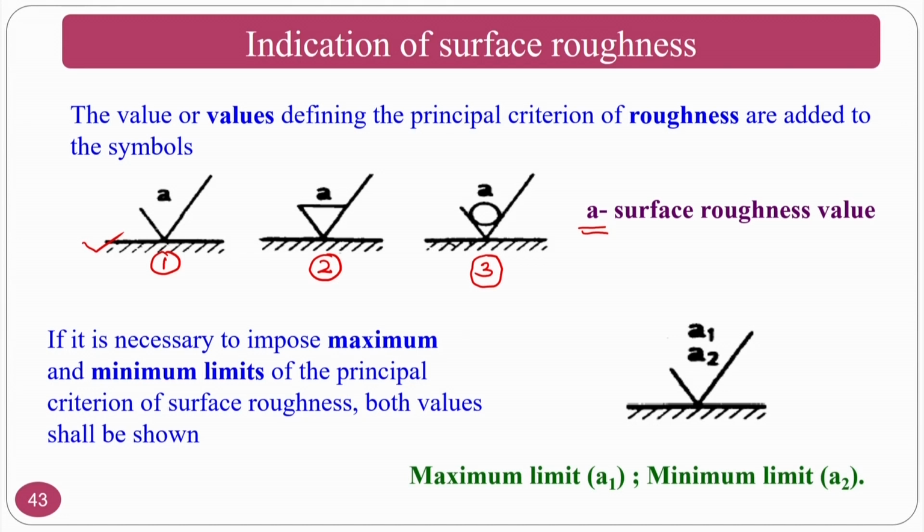Okay. If it is necessary to impose maximum and minimum values of the surface roughness, both values can also be expressed like this. One can be maximum, one can be minimum. That means A1 is the maximum limit and A2 is the minimum limit. For example, if I want to get 1 micron, A1 will be a maximum of 1.0 micrometers and A2 is 0.9 micrometer. Like that I can represent it in the surface profile, and I can say that within this limit you can get it.